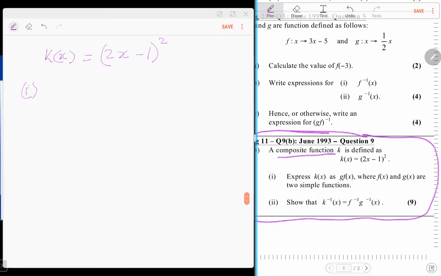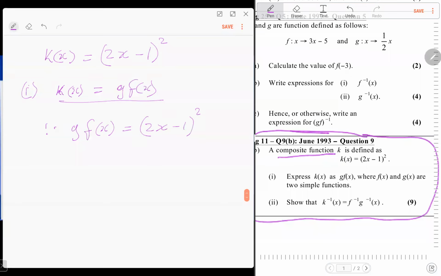See that? So they're telling us that k of x is actually g of f of x. That's what they're telling us in part 2. So instead of writing k of x equals this, we can say therefore, g of f of x equals 2x minus 1 squared. And then we want to find f of x and g of x. We want to find those two functions. So that's splitting a composite function into two simple functions.